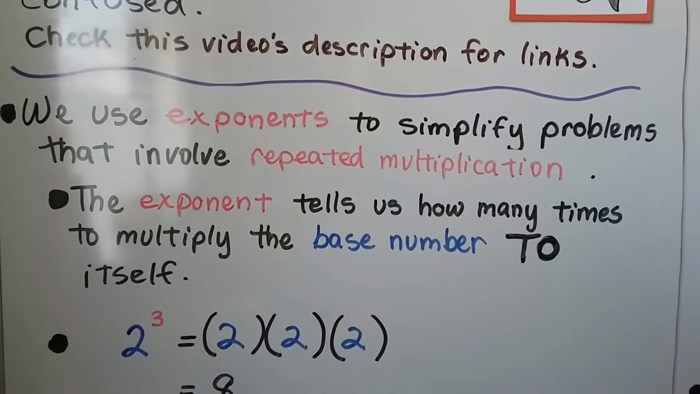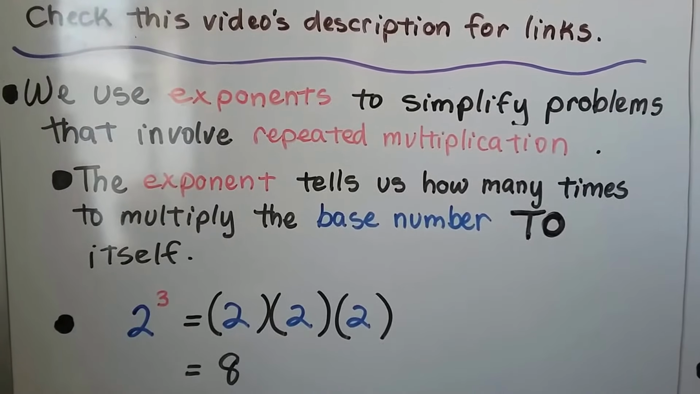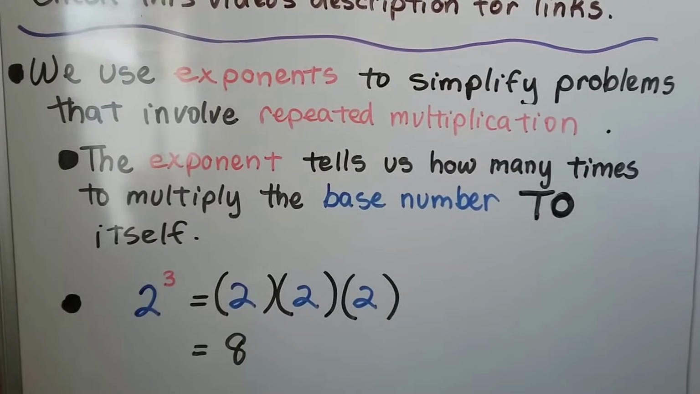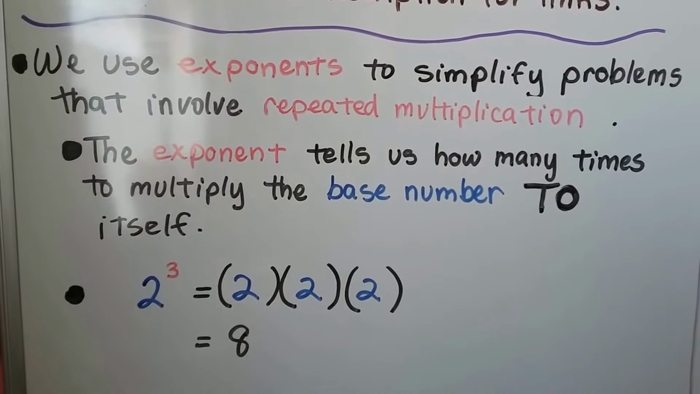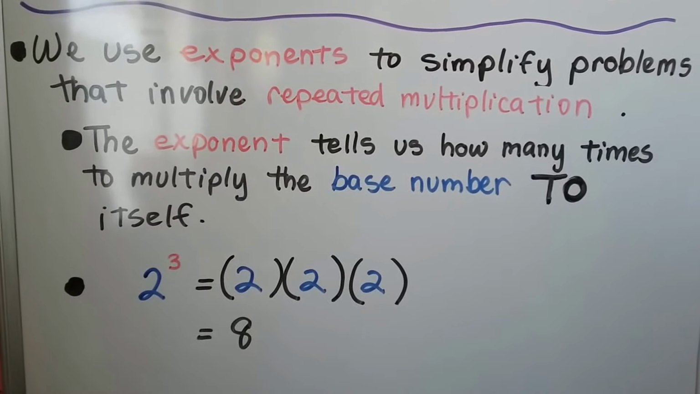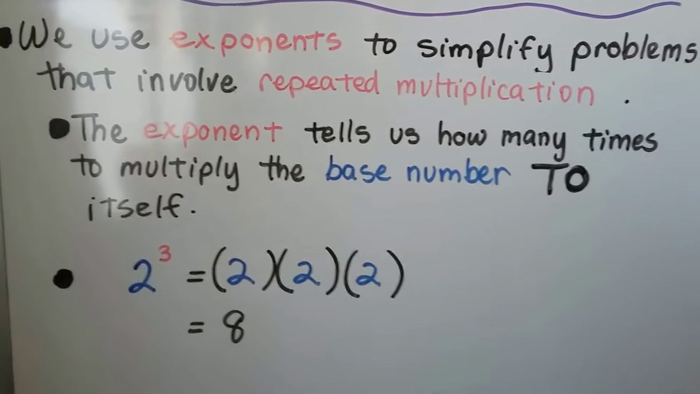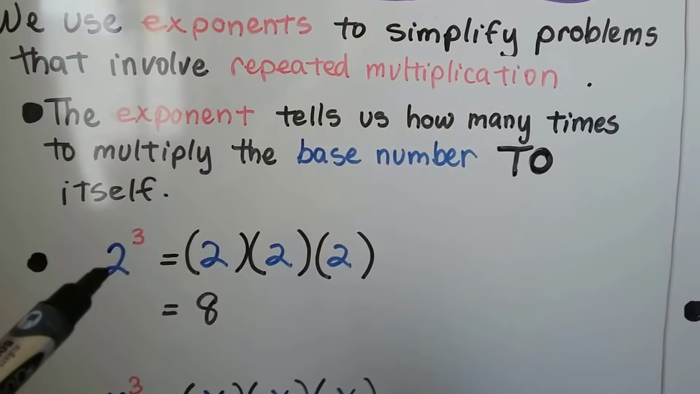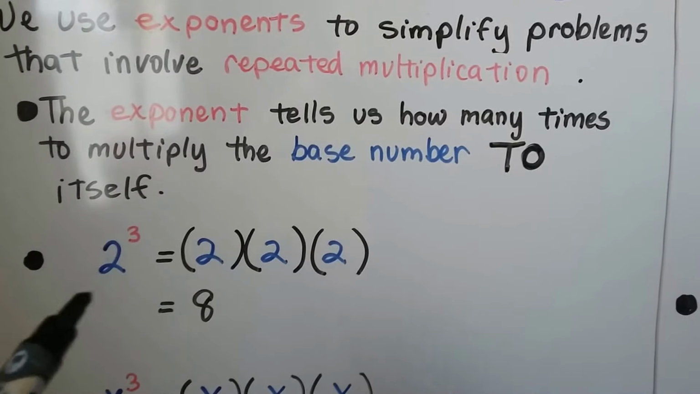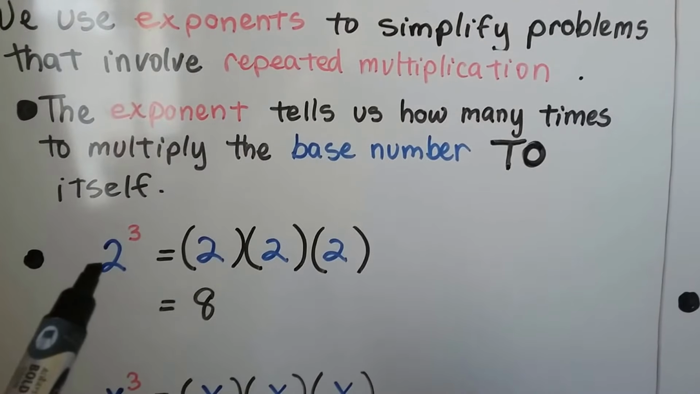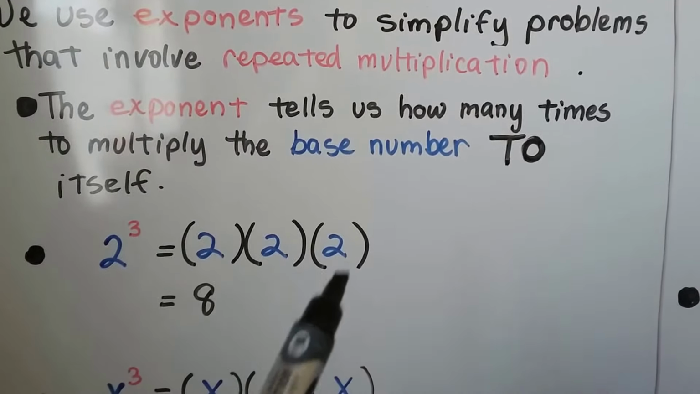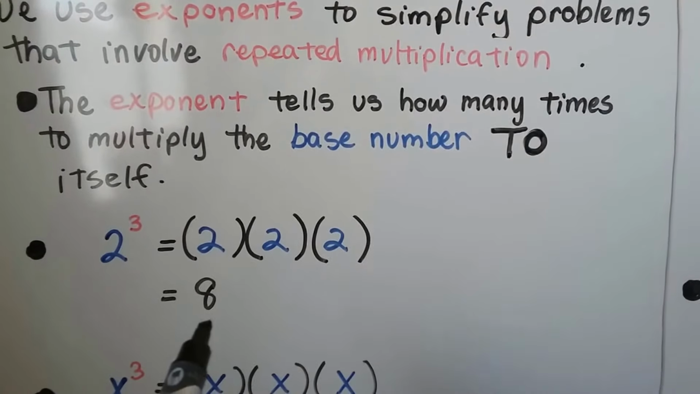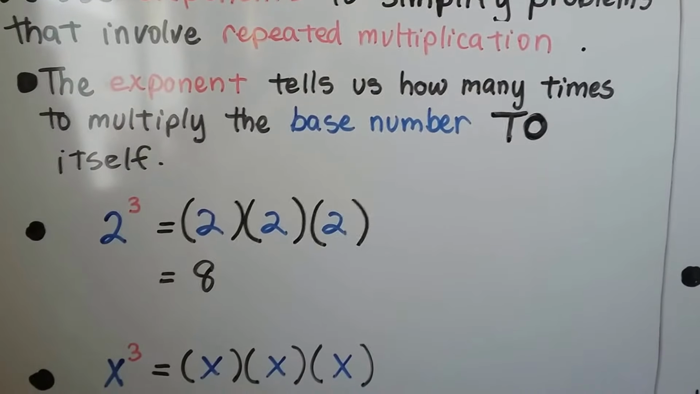We use exponents to simplify problems that involve repeated multiplication. And the exponent tells us how many times to multiply the base number to itself. And be very careful, it's not by itself, it's to itself. So if we see 2 to the third power, which can also be called 2 cubed, it means we have 3 of these 2's, these bases. 2 times 2 times 2. 2 times 2 is 4. 4 times 2 is 8. 2 to the third power equals 8.